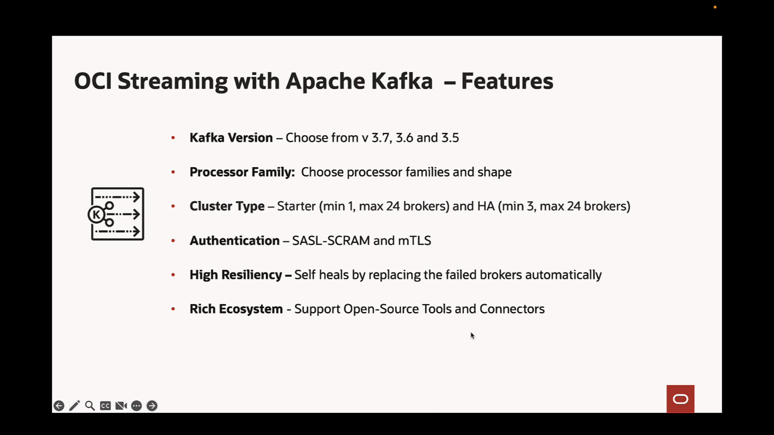The Apache Kafka service on OCI is compatible with versions 3.7, 3.6, and 3.5 as of now. You are flexible to go ahead and choose your broker shapes and sizes. There are two types of clusters, as you can see. There's a development cluster or a starter cluster, and then there's a high availability or production cluster. The minimum for the development is one broker and go up to 24 brokers. For high availability, the minimum is three brokers and the max is 24 brokers.